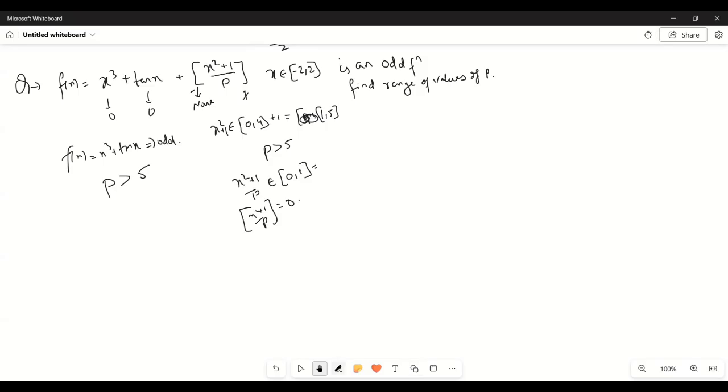Next question. Can you explain the last portion of this question? The last portion of this question was, we have to get rid of the box part. So in order to get rid of the box part, we find the range of x square plus 1. What are the values that x square plus 1 can take? So x square will lie between 0 to 4, plus 1 will be a value lying between 1 to 5, right? So if we ensure that p is greater than 5, x square plus 1 by p will be a value lying between 0 to 1. And in that case, box of the value will become 0, effectively eliminating the term.